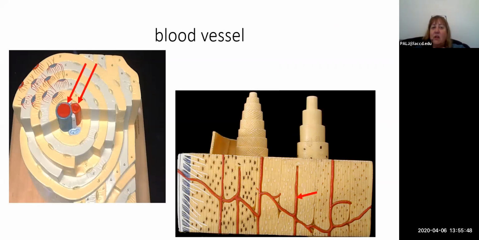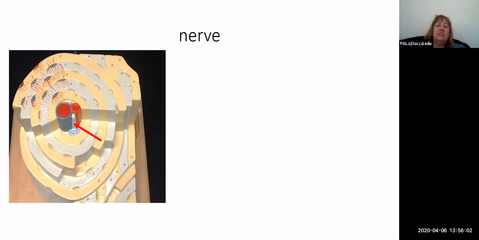In that central canal, we have blood vessels. The big model on the right is only showing a red blood vessel, whereas the one on the left is showing both a red and a blue blood vessel. You just get to call them blood vessels for now. In addition, there are going to be nerves that travel through the central canal, and that is this white structure on the left.